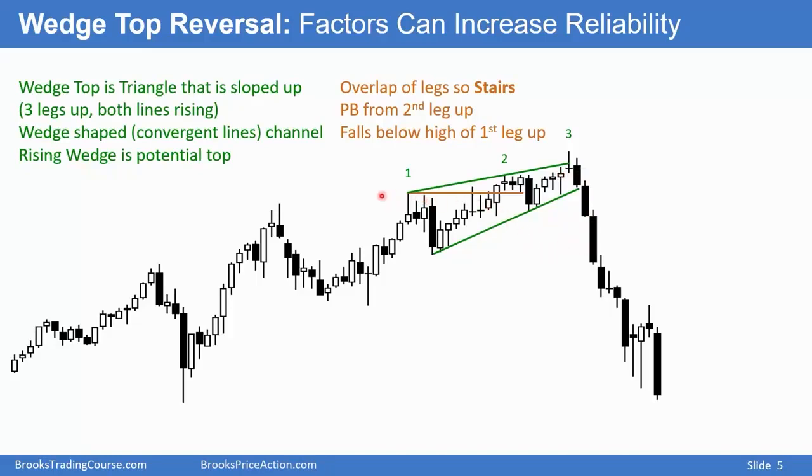There's overlap here. The breakout above this high, pulled back below the high. The breakout above this high, pulled back. The breakout above this high, pulled back. When you have a wedge channel where there's overlap, there's higher probability that you'll get the bear breakout.